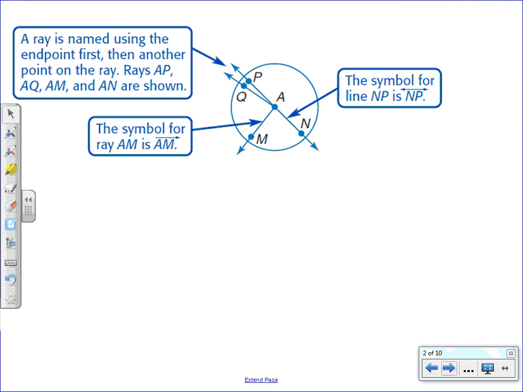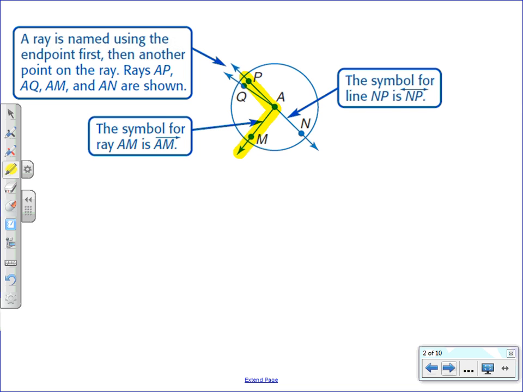Let's take a minute though and look at this circle. You can see a ray is named by using the endpoint first, and then another point on the ray. So here we have ray AP headed out in that direction, or here we have ray AM.